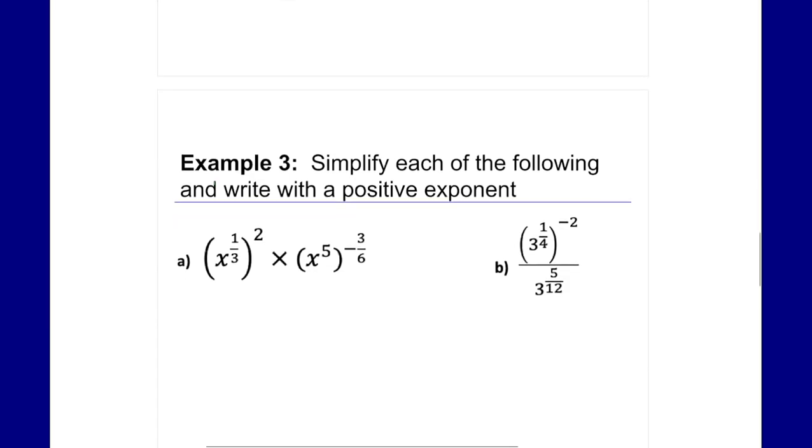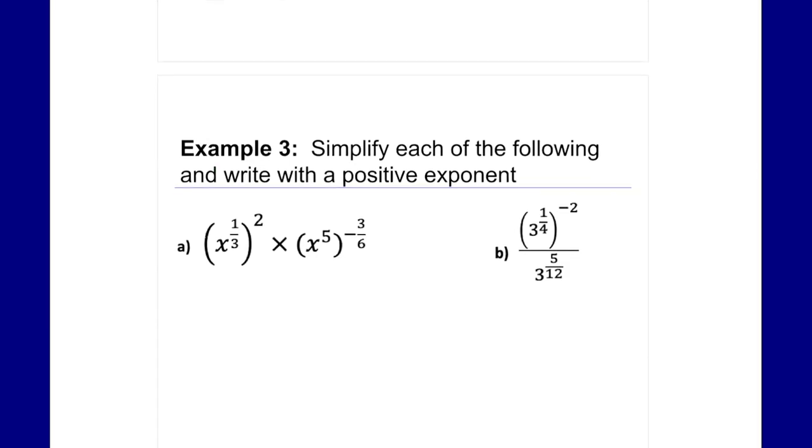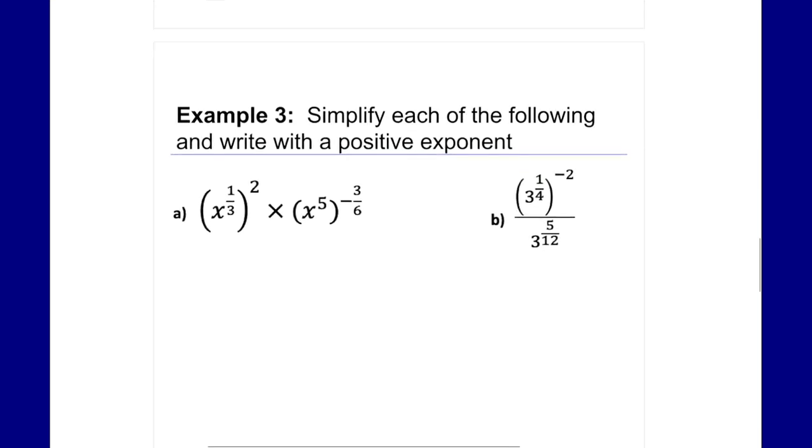Now, with these rational exponents, we can still use our power laws in the same way. It's just going to be involving fractions as we deal with these types of questions. So it's the same rules or the same laws that we looked at in the previous lesson. Now we're just dealing with fractions in our exponents. So we're going to simplify and then write each as a positive exponent.